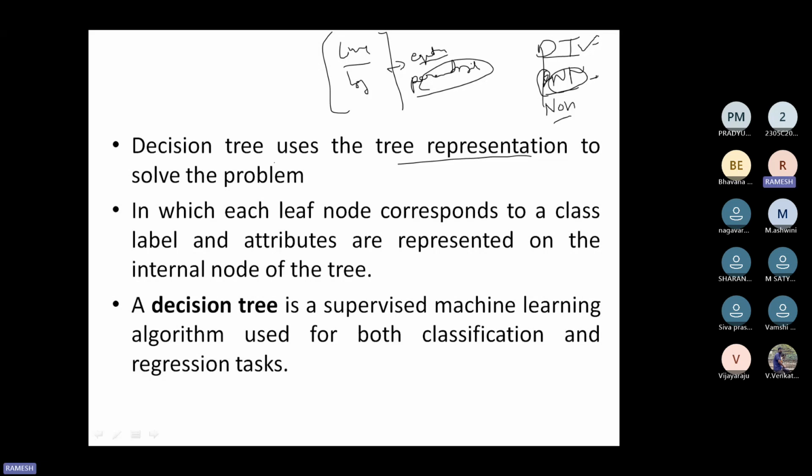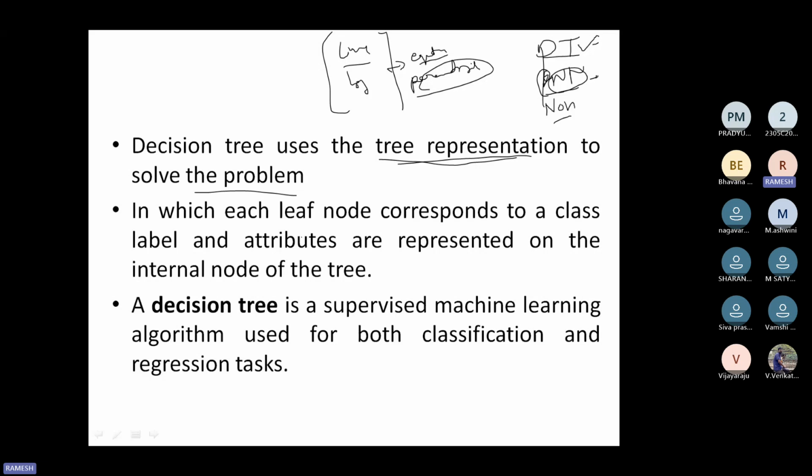It represents the data in tree format, for problem solving. Whenever our data set has 1,000 rows and 5 to 10 feature columns, reading the data is very difficult. But if you convert the data into a tree format, then it is easy to find the solution or to predict the answer. Understood? That is the main intention of a decision tree.